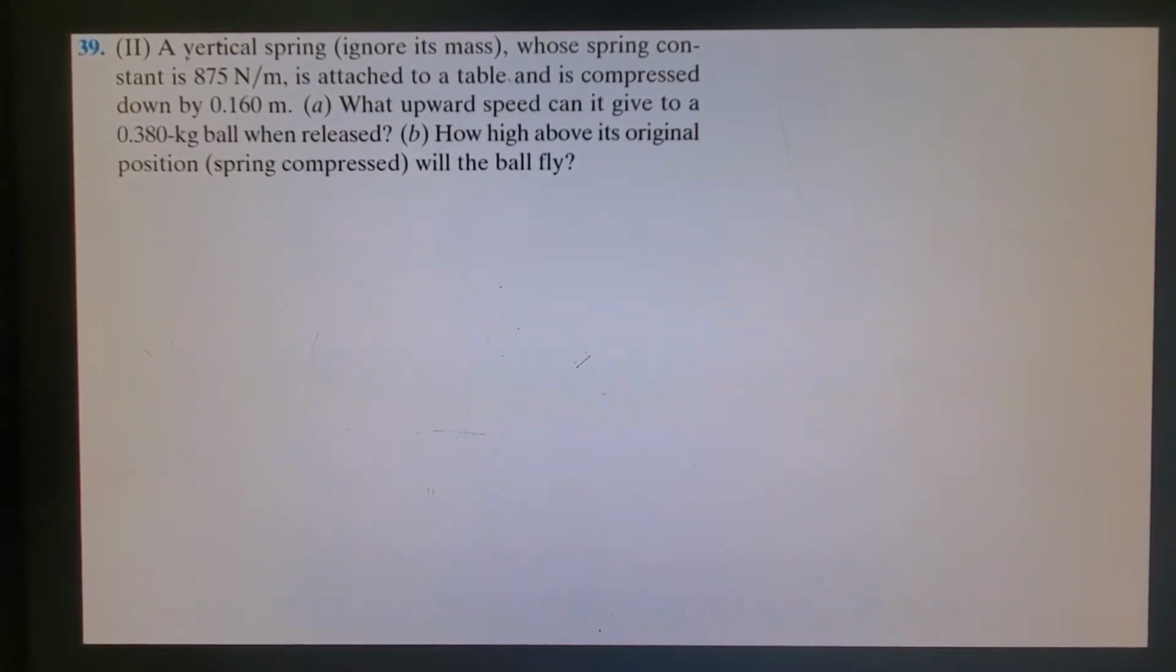This is chapter 6, problem number 39. The lucky number for this problem is 3.